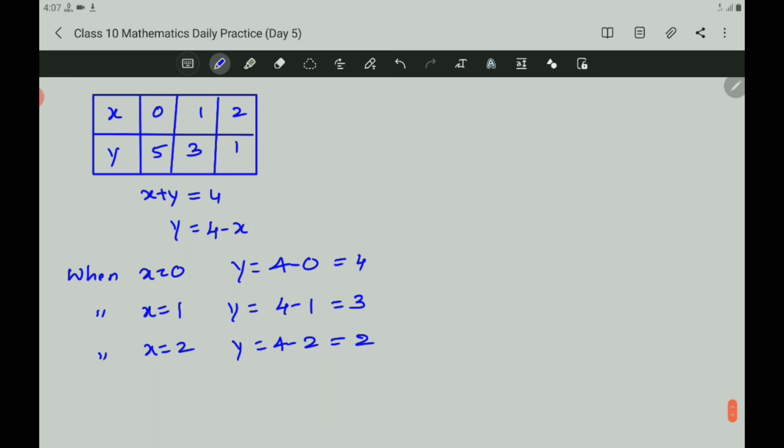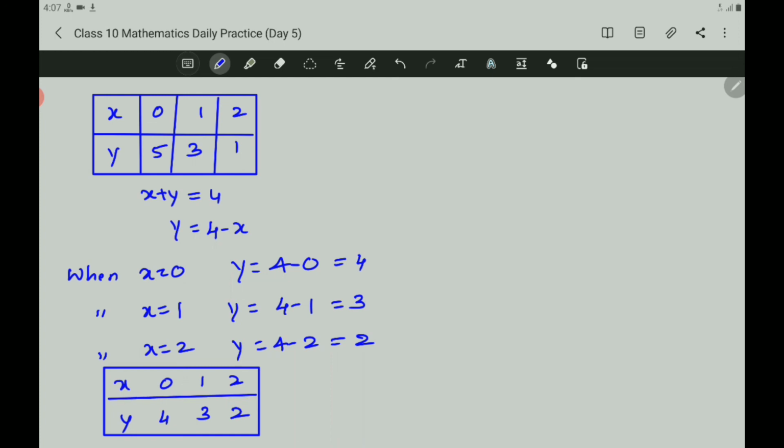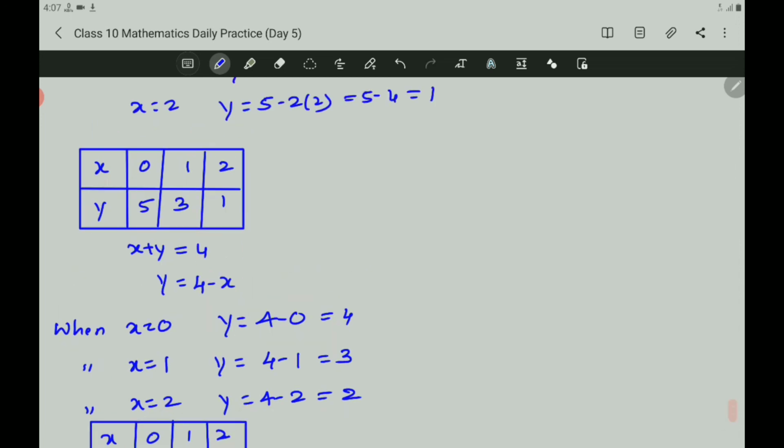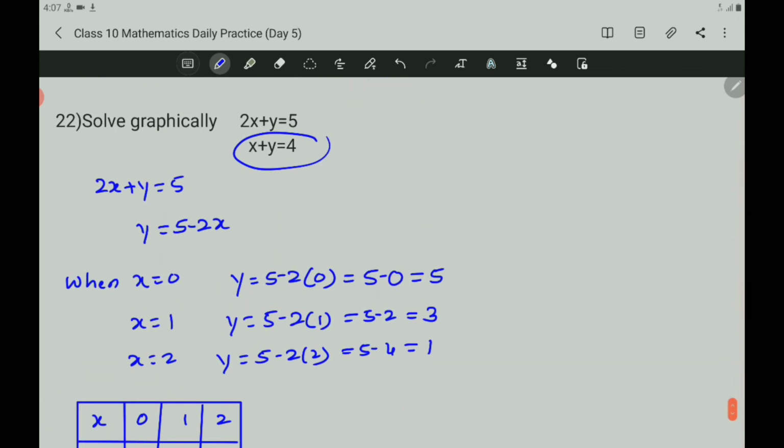Then you write the column here, x value, y value. X values are 0, 1, 2. Corresponding y values are 4, 3, 2. Then you have got the two columns. One is for the equation 2x plus y equals 5 and the other is for x plus y equals 4.